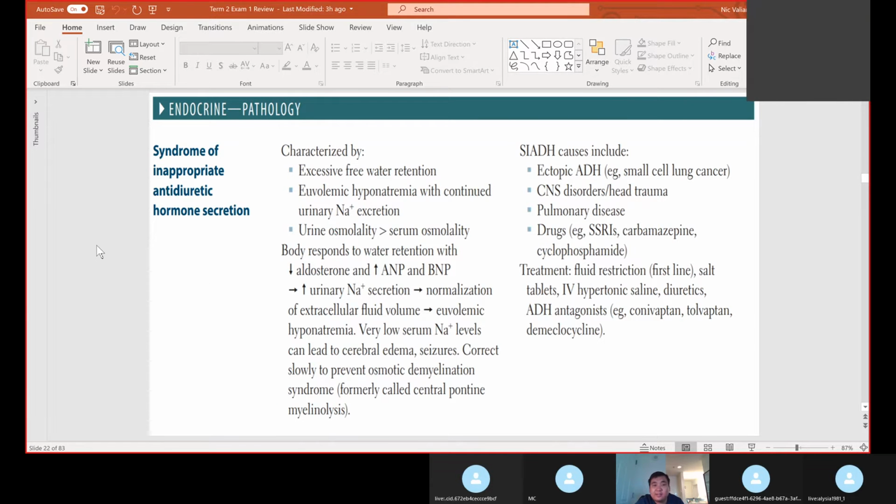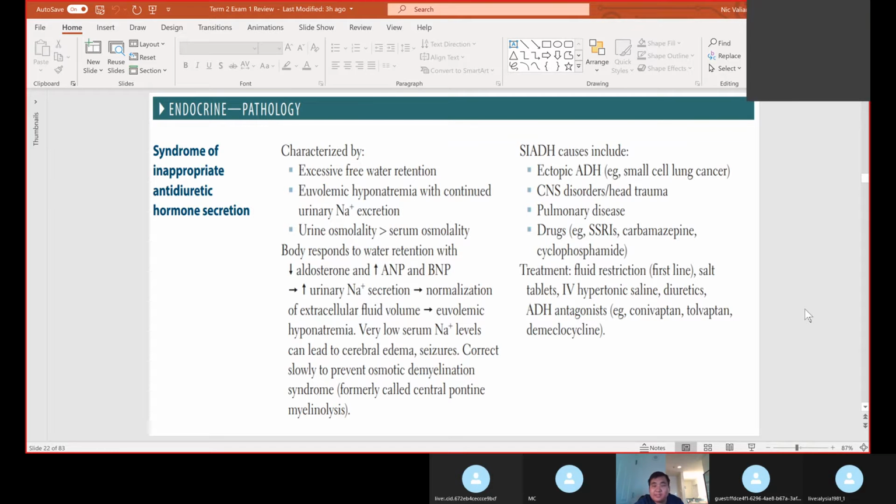Pathology now. We talked about SIADH: excessive free water retention, euvolemic hyponatremia. Urine osmolarity is greater than serum osmolarity. Some of the causes: ectopic ADH, small cell lung cancer, more of this in term 4. What's the first-line treatment? Fluid restriction. Then you could use diuretics and then ADH antagonists, like your vaptans, conivaptan, tolvaptan, or demeclocycline. More of this in term 4.